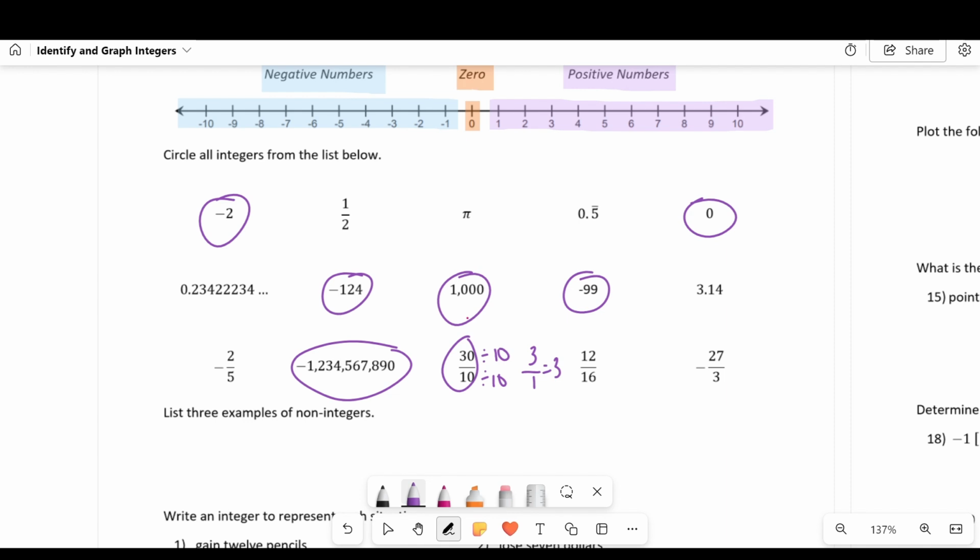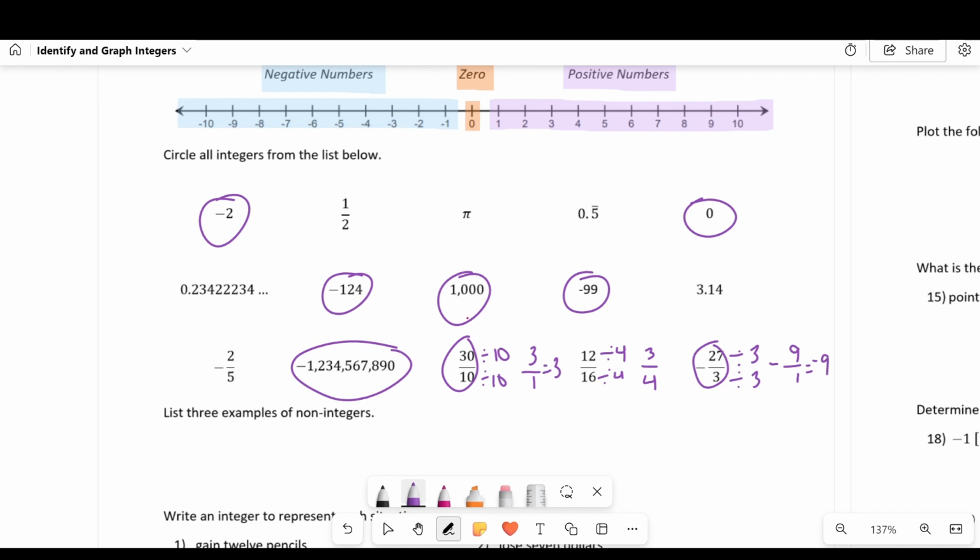12/16. I can reduce this one as well. I can divide by 4. 12 divided by 4 is 3. 16 divided by 4 is 4. 3/4. It's still a fraction, therefore this is not an integer. On this next one, -27/3. I can divide by 3, and I get 9/1. Let's bring that negative over. And -9/1 is the same as -9. This is an integer.